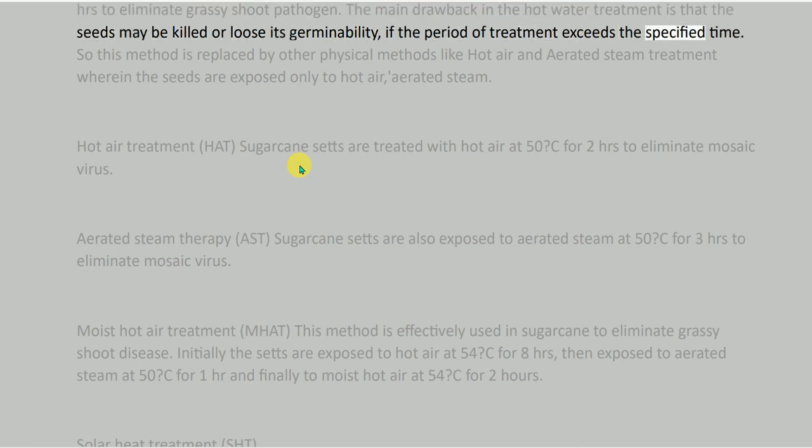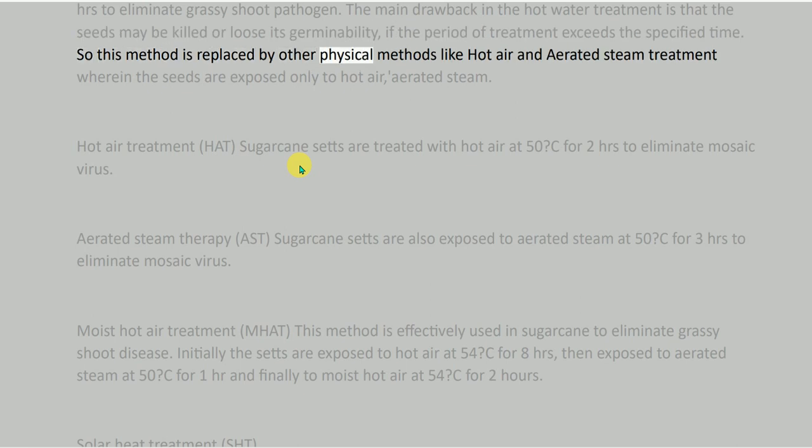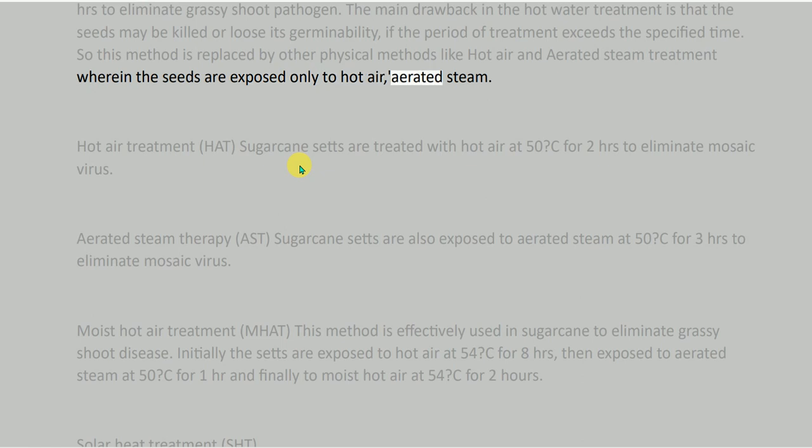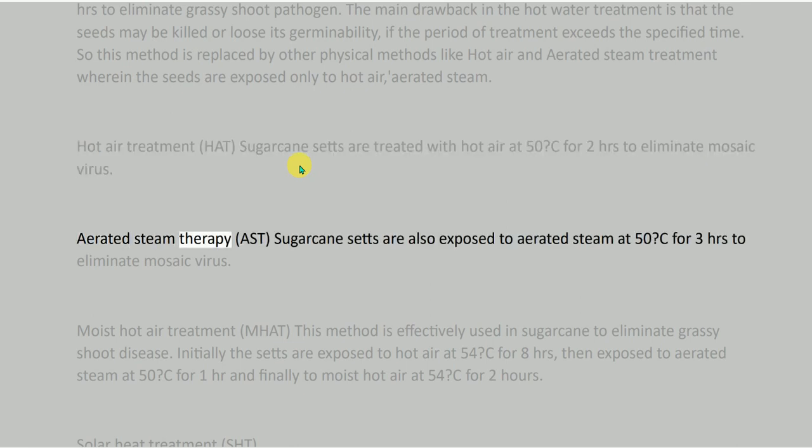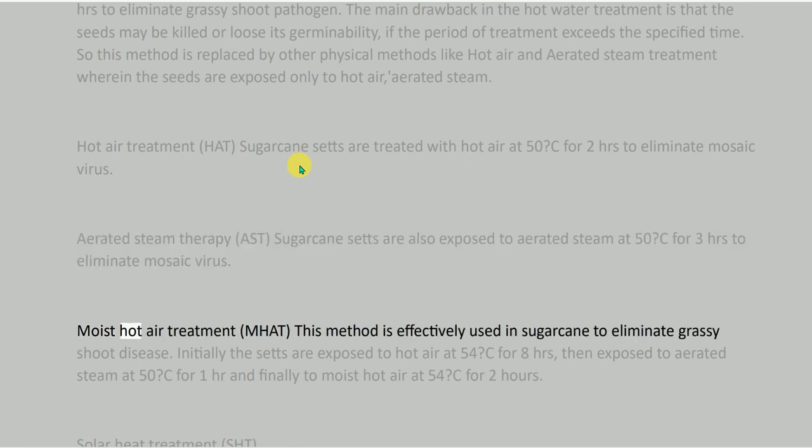So this method is replaced by other physical methods like hot air and aerated steam treatment, wherein the seeds are exposed only to hot air or aerated steam. Hot air treatment, HAT: sugarcane sets are treated with hot air at 50°C for 2 hours to eliminate mosaic virus. Aerated steam therapy, AST: sugarcane sets are also exposed to aerated steam at 50°C for 3 hours to eliminate mosaic virus. Moist hot air treatment, MHAT: this method is effectively used in sugarcane to eliminate grassy shoot disease.